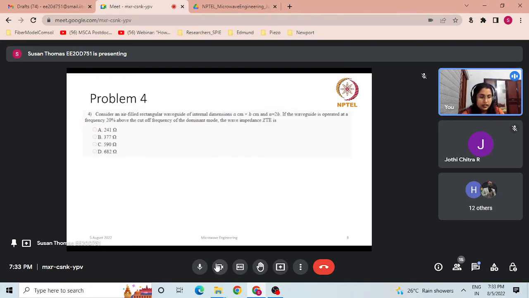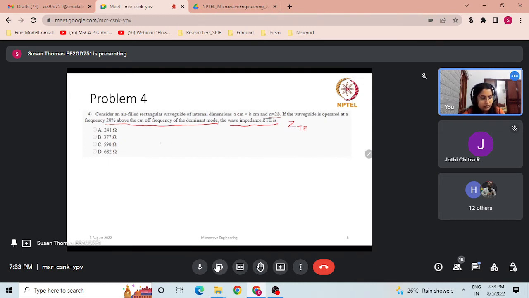Consider an air-filled rectangular waveguide of internal dimensions a and b, where a is equal to 2 times b. If the waveguide is operated at a frequency 20% above the cutoff frequency of the dominant mode, again a similar question, find the wave impedance Z_TE. Please correct this as Z_TE. So this is the wave impedance of the TE wave, where TE is a subscript denoting that it is for the TE wave.